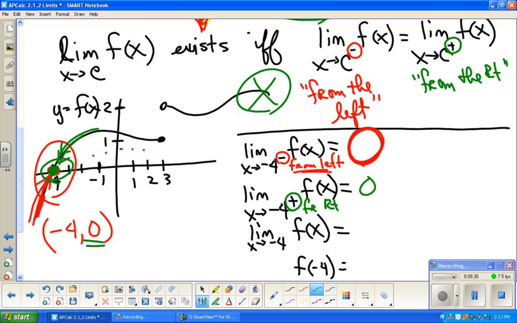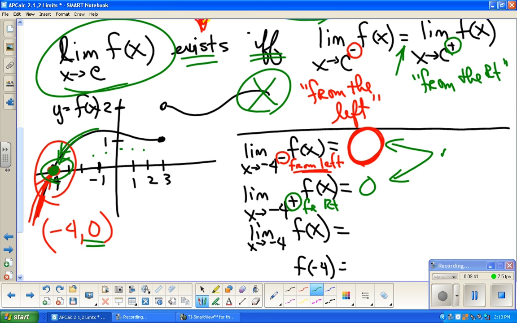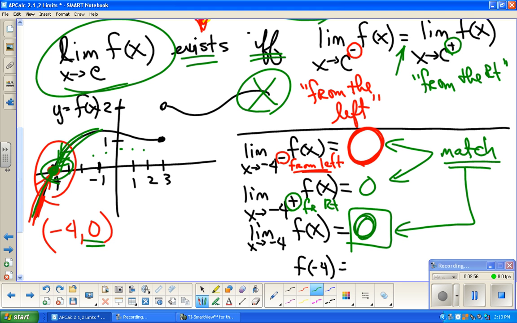Okay, so now the question is, this thing exists if and only if these two match. Do they match? Yep. If they do match, then that answer is the same answer. So from the left we're going to 0, from the right we're going to 0. Hey, as we're approaching -4, what are we approaching? 0.